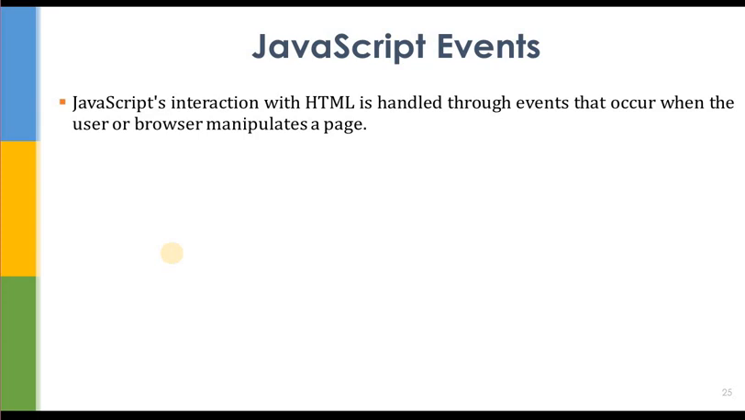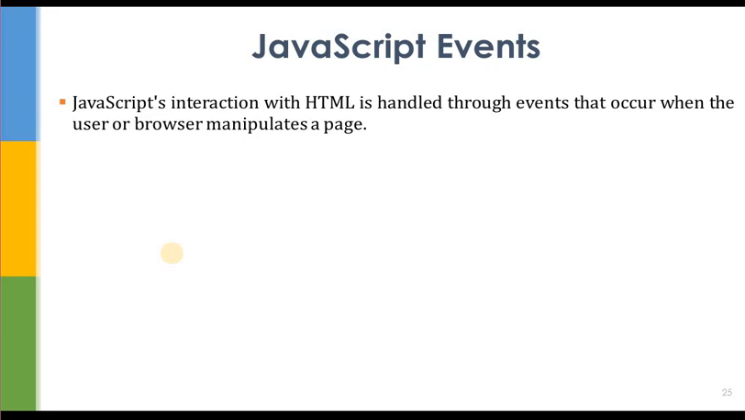For example, if I am clicking on a button, or mouse-overing a particular paragraph or a particular image, these are all events. Or I can say, when the browser manipulates a page. For example, the browser is loading your document, so this is manipulation of your page by your browser. So these are the interactions that your JavaScript has with your HTML during this time.